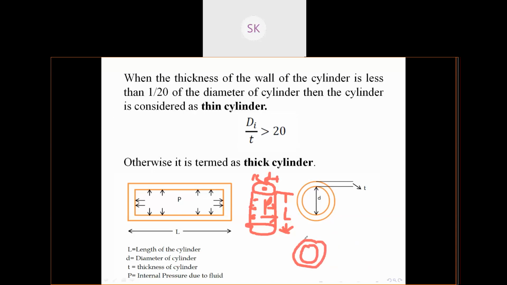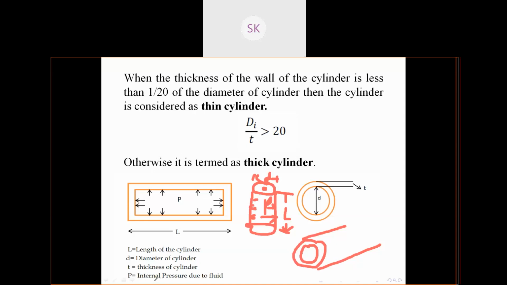So this will be your thickness. This part will be your thickness T, and P is your internal pressure due to fluid or gas, because you use these cylinders to store your gas or liquid. So P will be the internal pressure.